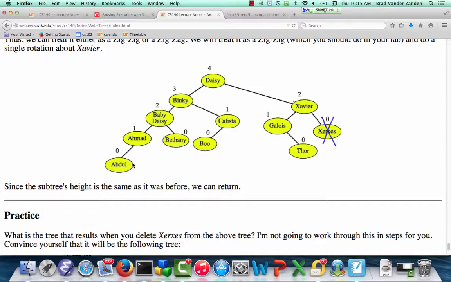Okay, can someone from the back of the room, not going to take it from the front of the room, someone from the back of the room tell me what this subtree looks like after I delete Xerxes? How do I rebalance it?